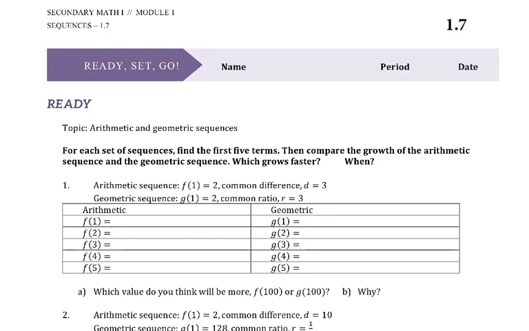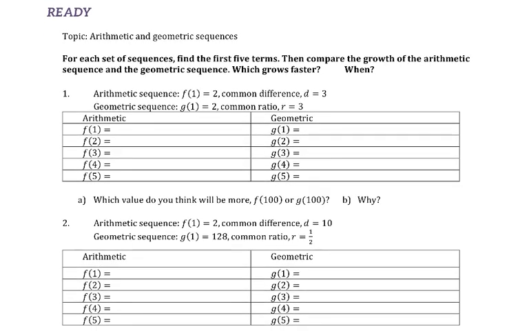Okay, here we are with sequences 1.7. So we're looking at both, kind of comparing arithmetic and geometric sequences. Remember with arithmetic sequences, that common difference is how much we're adding or subtracting, because arithmetic grows by repeated addition or subtraction.